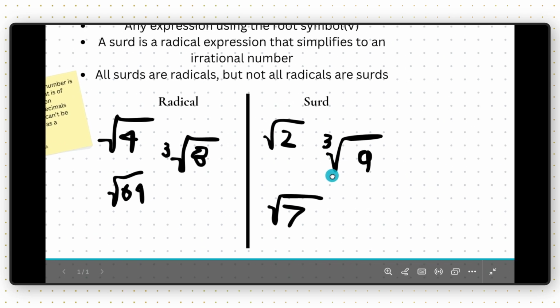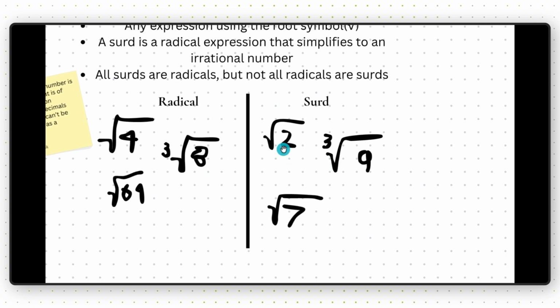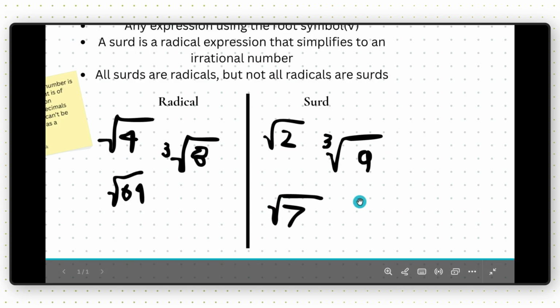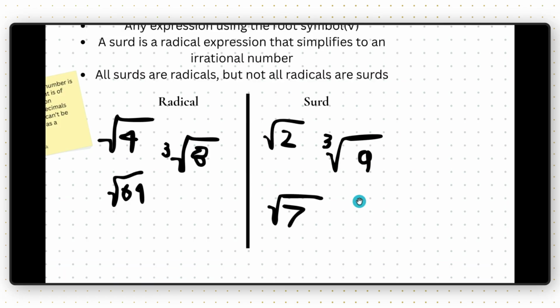Now, let's look at these surds over here. You have the square root of 2, the cube root of 9, and the square root of 7. So, as you may have guessed, none of these can be expressed as a rational number. These are all non-terminating, non-repeating numbers that cannot be expressed as a fraction, right here.